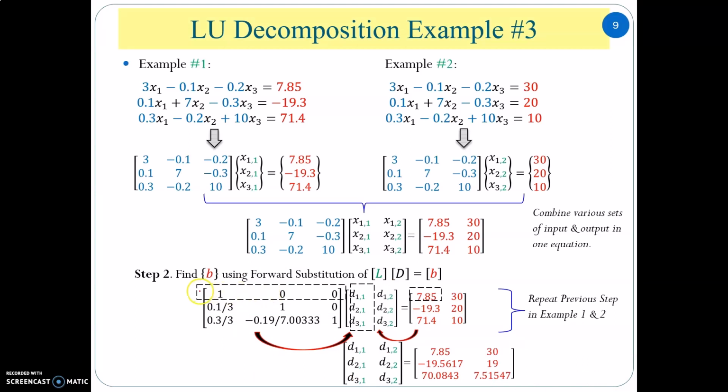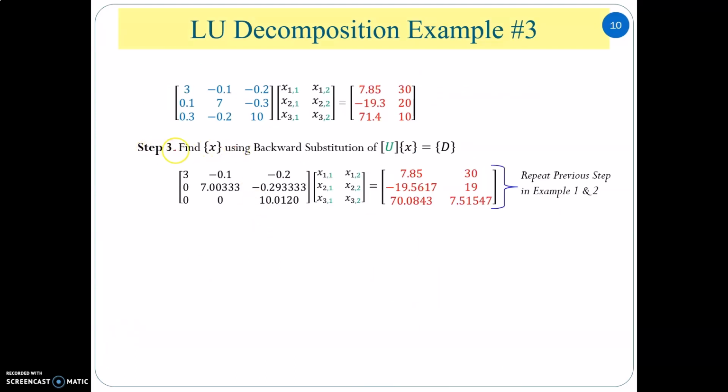With that, you should know that if we take the row here, multiply with the column here, it should be equal to 7.85. And then you should obtain your answer for D11, which is 7.85. By repeating the same procedure for the other rows and columns here, you should obtain this answer for your D matrix. Then we can continue to step 3, which is the backward substitution. So we have the formula Ux equal to D, where this is your U matrix and this is your D matrix that has been found in step 2. So now we are going to find the X matrix.